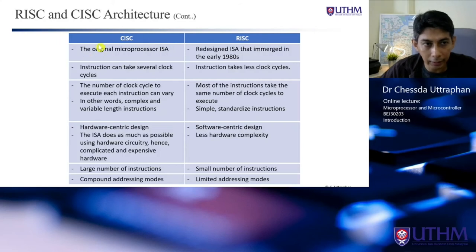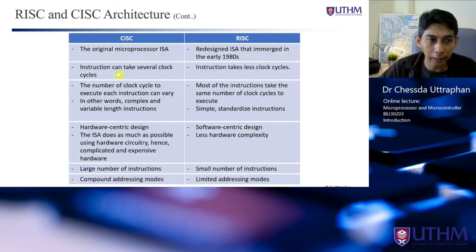So CISC is actually the first instruction set to be introduced. It was introduced in the first microprocessor, the original microprocessor is CISC actually. So you can say that the first microprocessor 50 years ago is actually CISC. And RISC is the new one, the redesigned ISA that emerged in the early 80s, about 10 years after the first microprocessor. RISC was introduced because of the advantages that we will see later on, right?